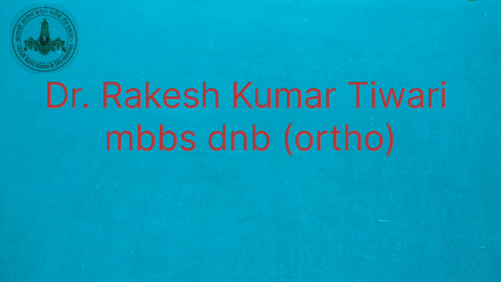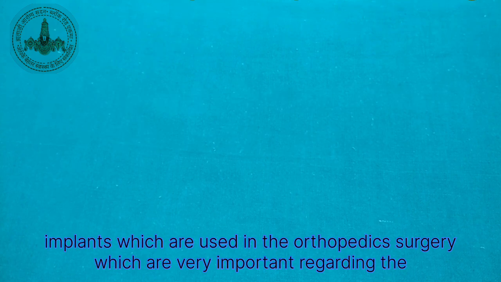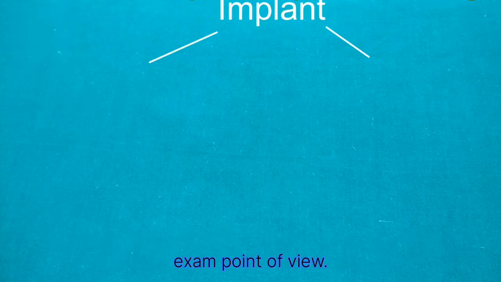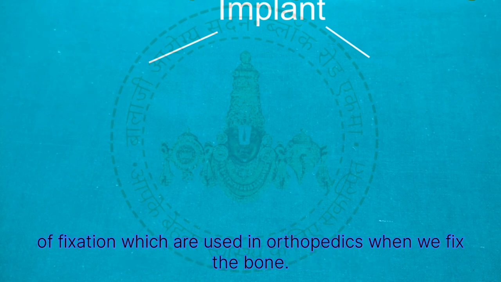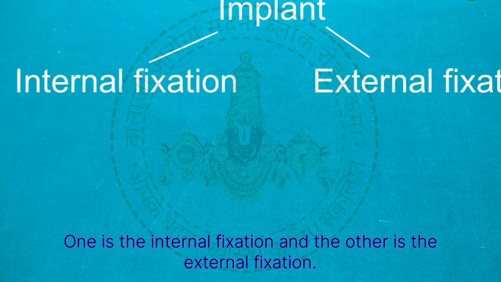Hello friends, today I will be discussing through this video mainly the implant section, or the implants which are used in orthopedic surgery, which are very important from the exam point of view. So before starting on the implants, I just want to show you that there are two basic types of fixation which are used in orthopedics when we fix the bone: one is the internal fixation and the other is the external fixation.